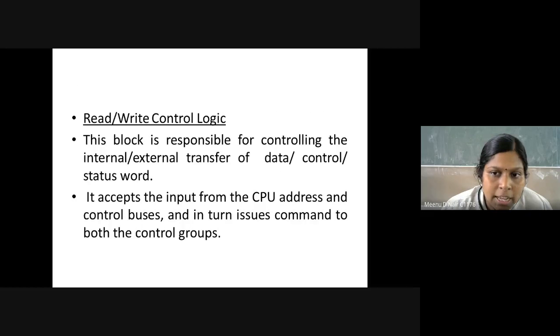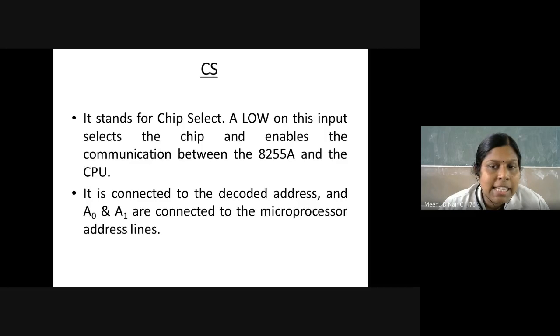Whatever it can be, data, control or status word, it is reading the status word or control word, similarly data, as well as writing also. Also it takes input from the CPU address and control buses, and all these control informations will be handled using the read or write control logic. Then CS is nothing but the chip select, which we have seen is usually chip select bar. Chip select bar means whenever it is 0, only then your device will be active.